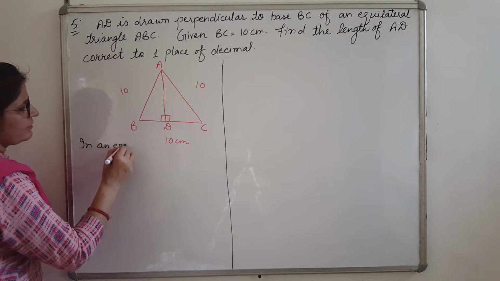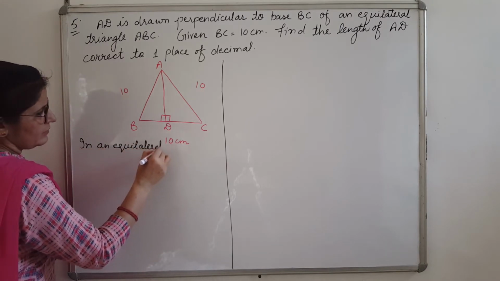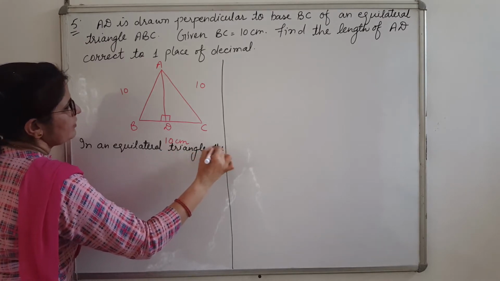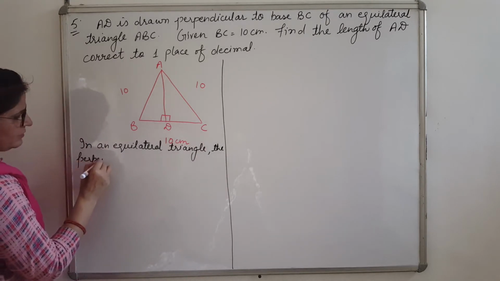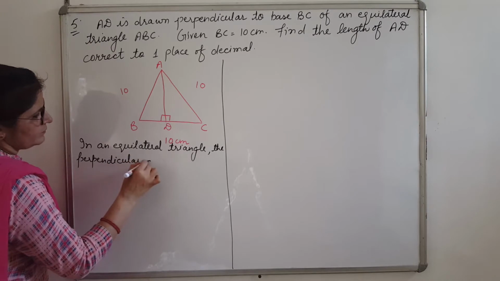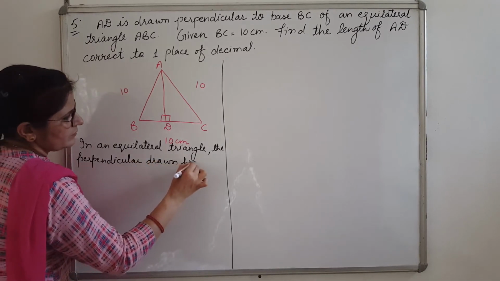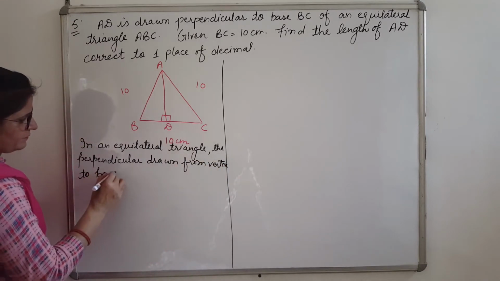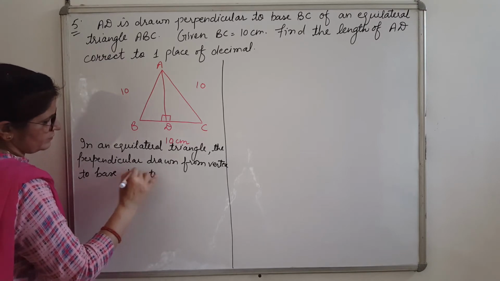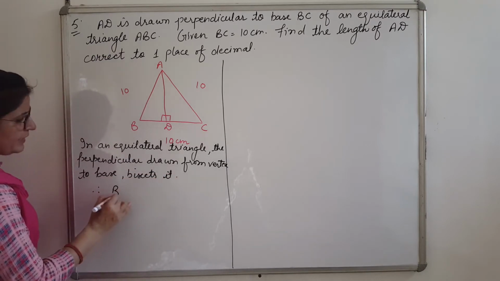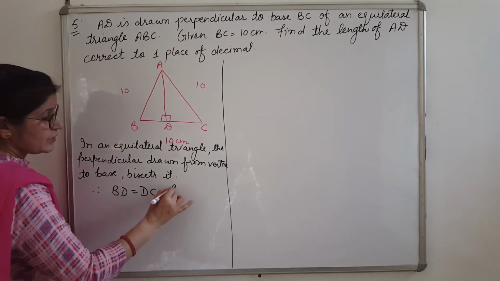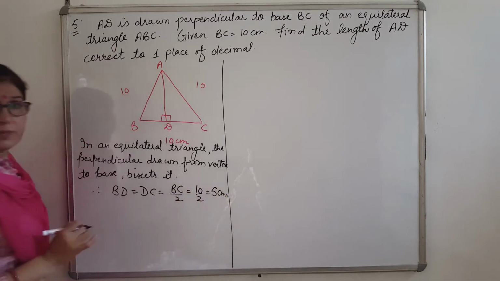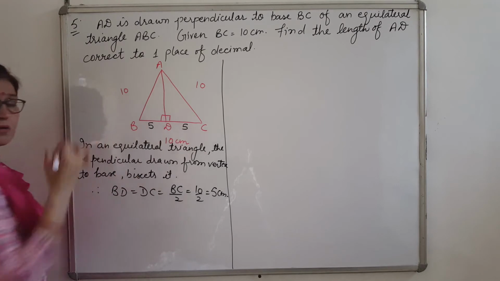In an equilateral triangle, perpendicular drawn from vertex to base bisects it. Therefore, BD equals DC equals BC over 2. That means 10 over 2, 5 centimeters. So this is 5 and this is also 5.